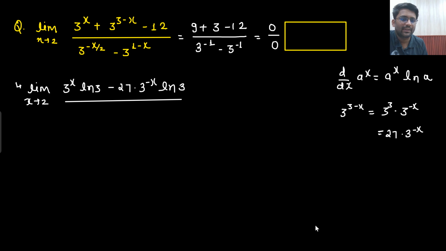Now 3 to the power minus x by 2, what could it be written as? This could be written as under root 3 to the power minus x. Why is that so?